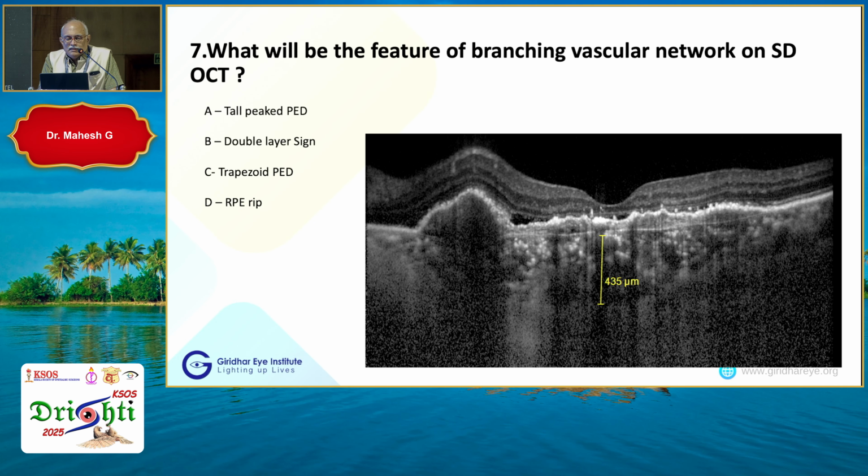So what will be the feature of the branching vascular network on SD-OCT? I just explained. This is a thumb-shaped PED and this is the branching double layer sign. Double layer sign can be of two types, hyperreflective double layer sign or hyporeflective double layer sign. If it is a hyperreflective double layer sign, it is typically seen in PCV and there will be a branching vascular network here. The hyporeflective double layer sign is usually seen in CSCR, where there will be only fluid. So it is the double layer sign and the BVN will be under this.